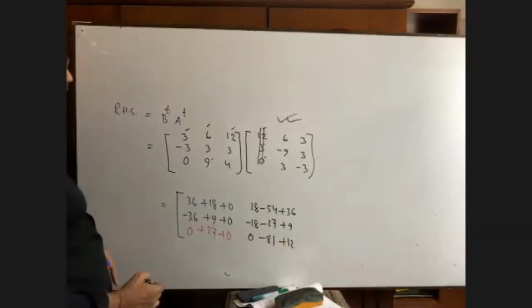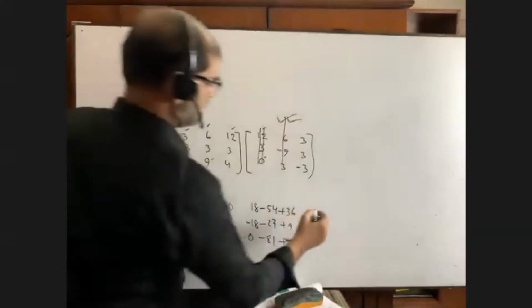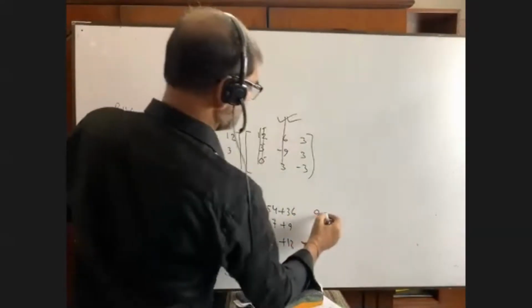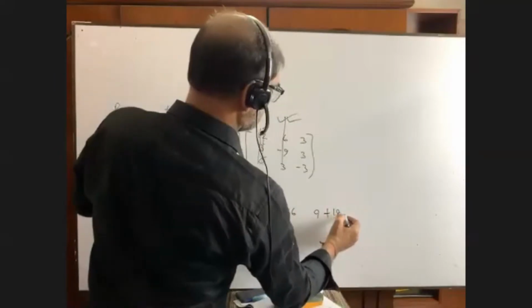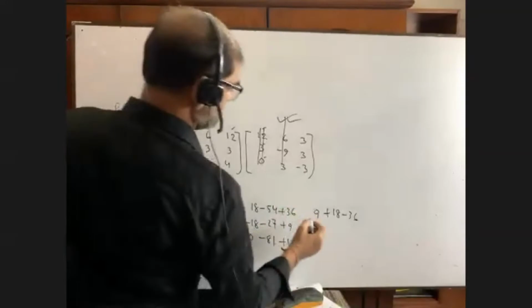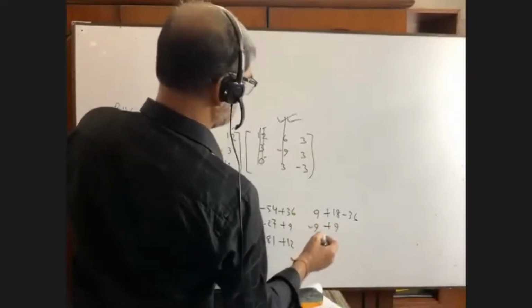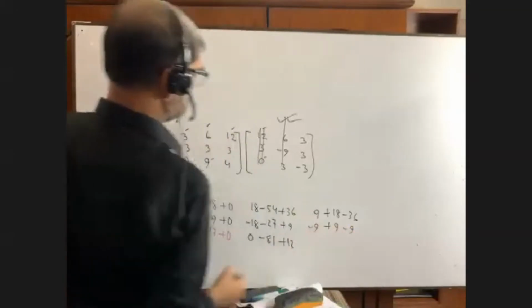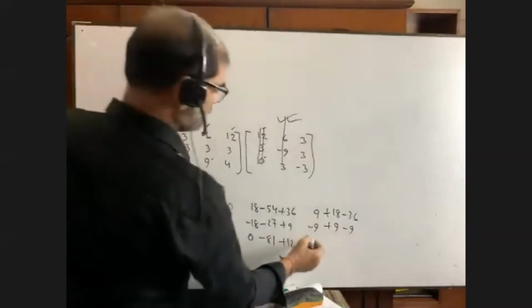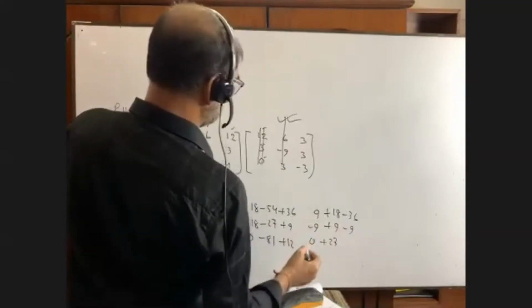Now the third column. Suppose it is not. 3 3s are 9. 3 6s are 18. Then it is minus 36. Minus 3. 3s are minus 9. Plus 9. Minus 9. Here it is 0. It is plus 27. Minus 12.